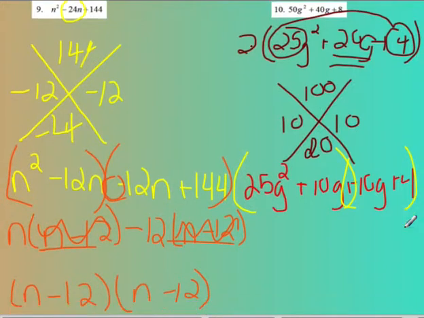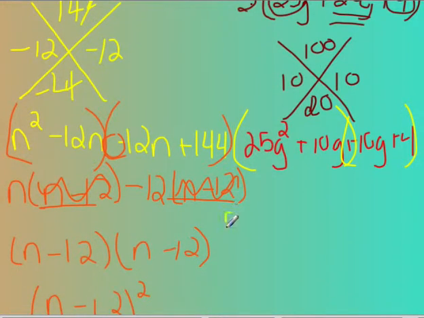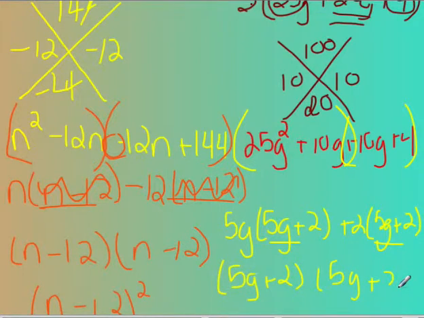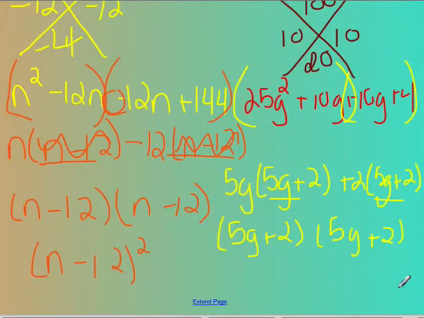Between 25g squared and 10g, you can take out a 5 and a g, and then you're left with 5g plus 2. Between 10g and 4, you can take out a 2, and then you're left with 5g plus 2. Here, again, you notice that your leftovers are matching. So I can go ahead and write those out. I have 5g plus 2, and then in my second parenthesis, again, I have 5g plus 2. So my leftovers are matching, so I can write them as 1 parenthesis squared.